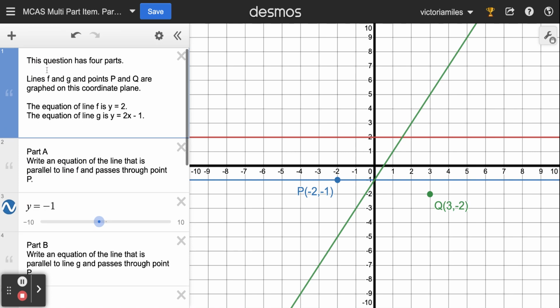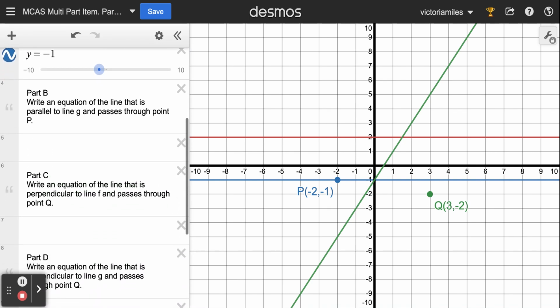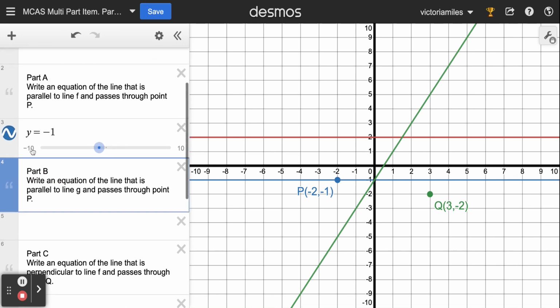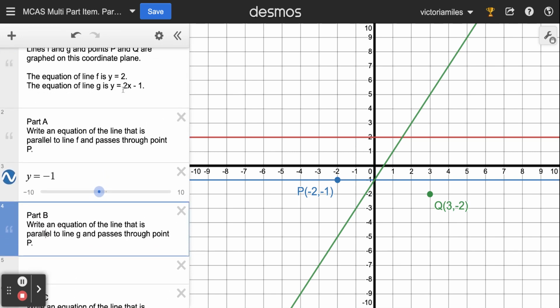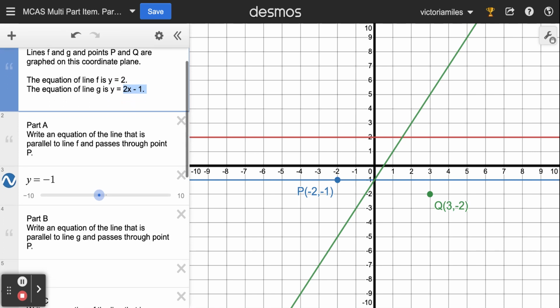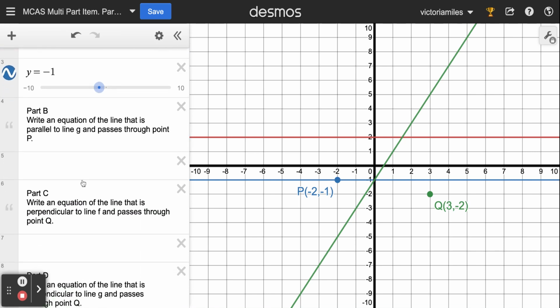Okay, so now we're going to go on to part B. Write an equation of a line that is parallel to line G and passes through point P. Now we know that line G has a slope of 2. We've already talked about that. So any line that's parallel to line G will also have a slope of 2. Now we understand what slope means: it means rise over run. And we want it to pass through point P.